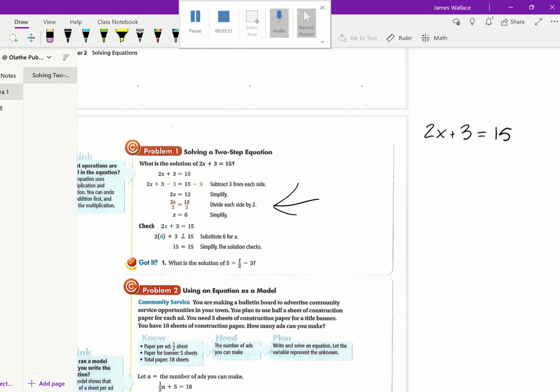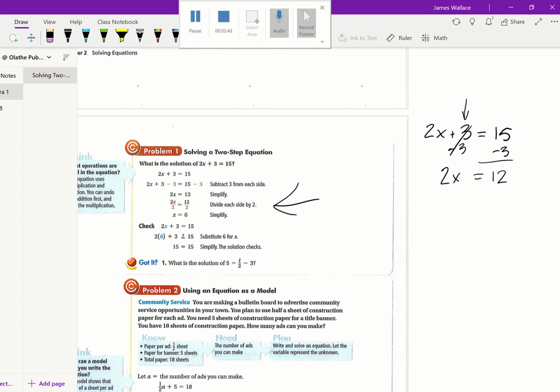The first thing you're going to want to do here is get 3 to the other side. You want to do the inverse operation, which is going to be subtraction. So you'll subtract 3 from both sides. You'll be left with 2x equals 12.